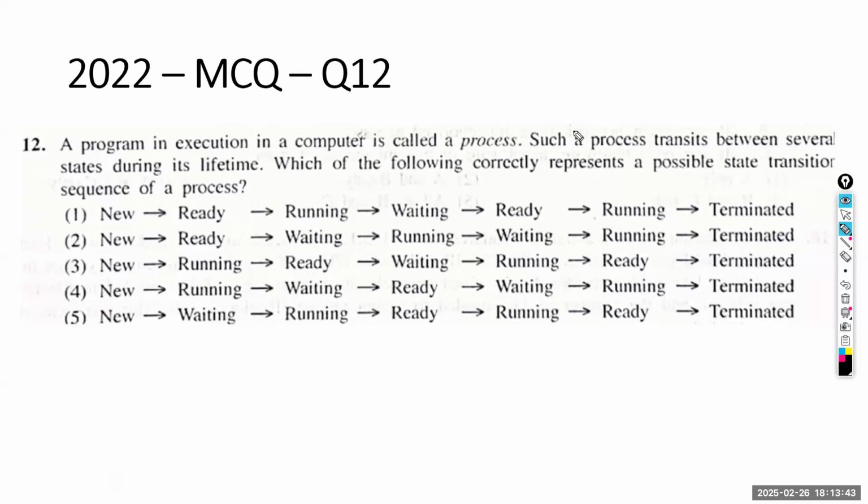So you must remember the process diagram now. There's no way you go from new to running; it must come to ready first. So these are all wrong. New to waiting, there's no possibility, and ready to waiting is not possible. So new to ready, ready to running. From running, you can go to waiting. From waiting, you can go to ready, meaning that event has happened. From ready again you can go to running, and from running you can go to terminated. So again, the answer is 1.